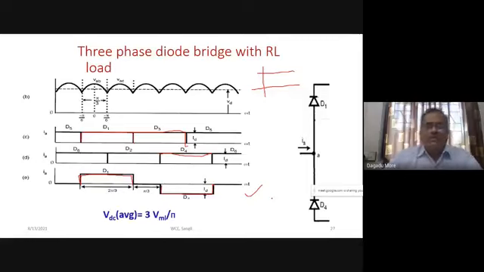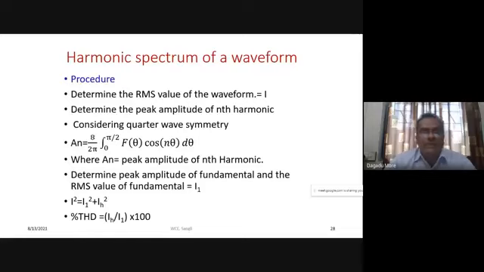So here we can conclude that for the diode bridge with R load as well as RL load, the current will be a quasi-square wave. So this waveform of current you can call a quasi-square waveform. And now our interest is to find out the THD for the quasi-square waveform, and we already know the expression. So for finding out the THD, what is the procedure we have to follow?